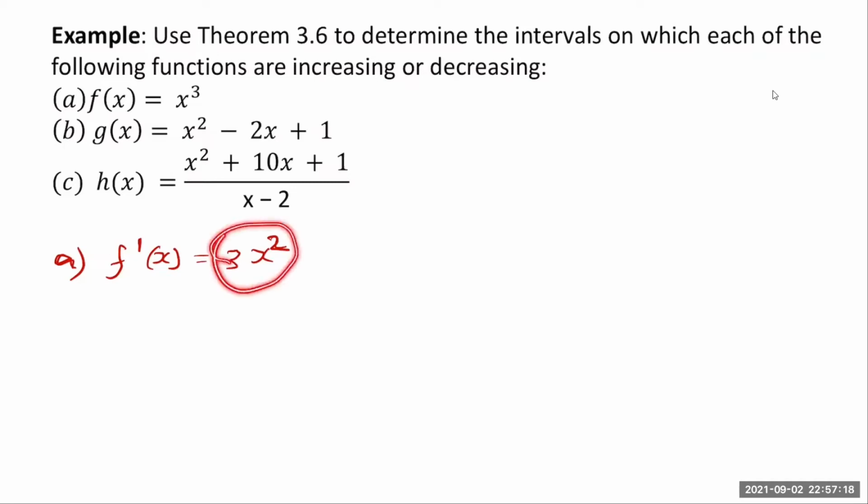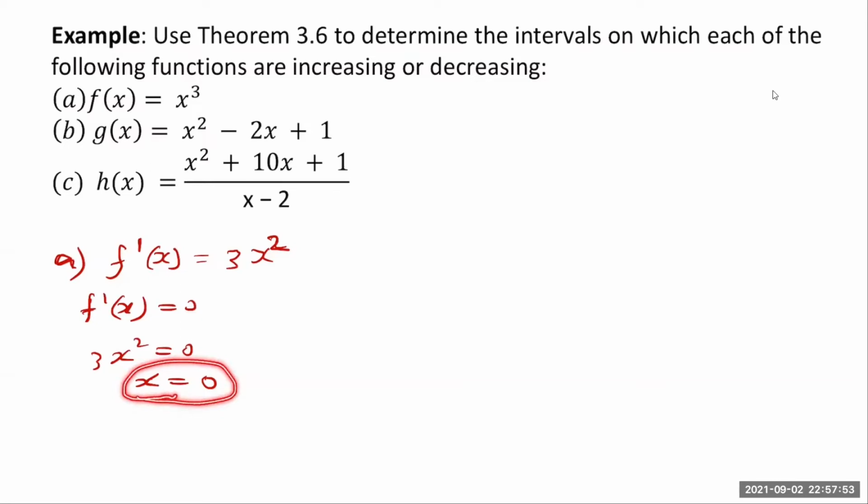But this function is defined everywhere. It is continuous everywhere because it is a polynomial. So that means it can change sign only at its zeros. Let's find the zeros of this derivative function. If you set f prime of x to be 0, you get 3x squared equals 0. That means x has to be 0. So your f prime of x can change sign only at x equals 0.